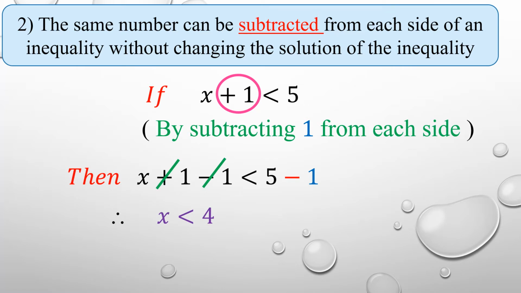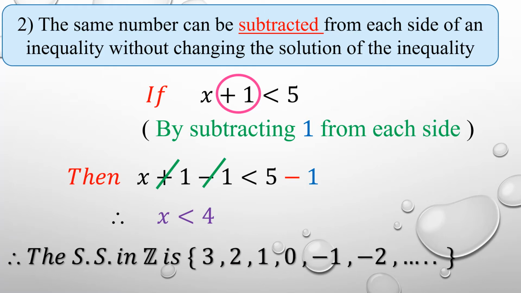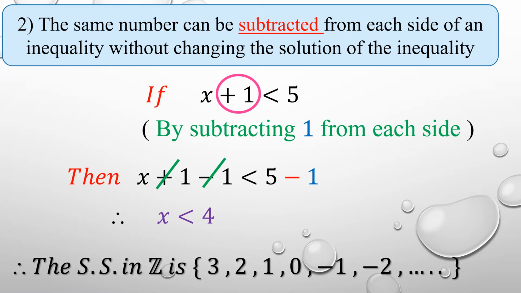Here, the solution set is all integers which are less than 4. So the solution set will be 3, 2, 1, 0, negative 1, negative 2, and so on, and it's an infinite set.